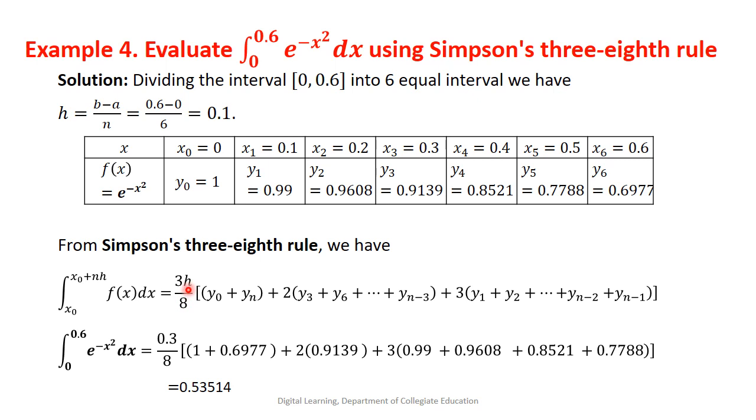So to find that, let me substitute h is equal to 0.1, so I get this first term, last term, plus 2 into, here I have only y3 as a suffix which is a multiple of 3, plus 3 into remaining terms, y1, y2, y4 and y5, and using scientific calculator we can find this answer.